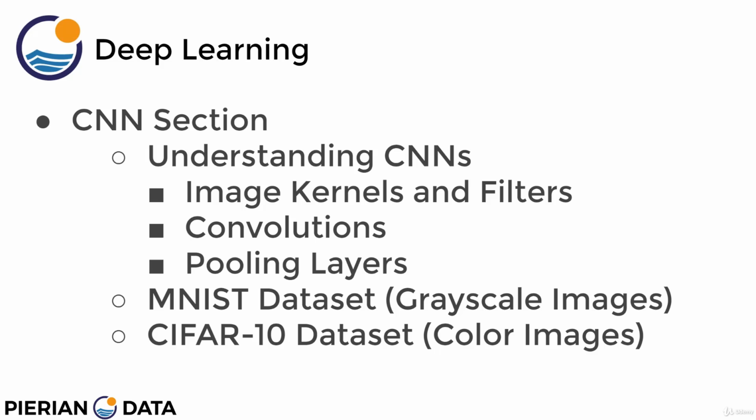We'll talk about image kernels and filters, convolutions, as well as pooling layers. Once we understand the theory behind convolutional neural networks, we'll go ahead and tackle two really famous datasets, the MNIST dataset, learning how to apply convolutional neural networks to grayscale images, and then we'll move on to color images, such as the CIFAR-10 dataset, essentially expanding it out to three color channels, red, green, and blue.